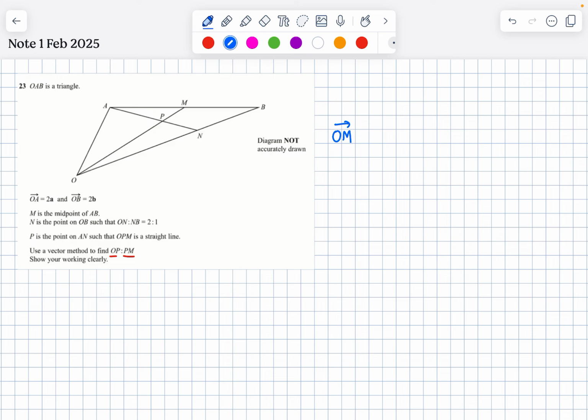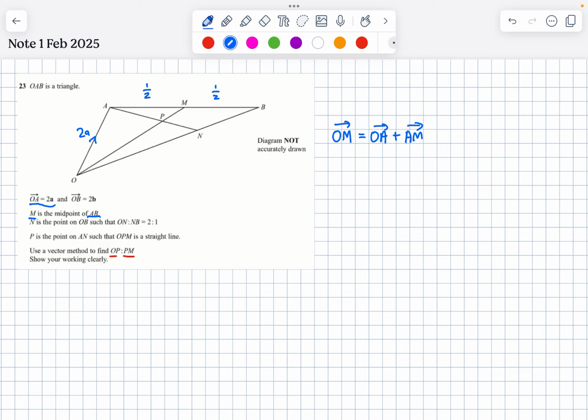So OM. To get to OM, I can go along OA, and then from A to M. The question tells me that OA is 2A, and I put the direction in that as well. It also tells me that M is the midpoint of AB. So I know that that is a half, and that is a half.